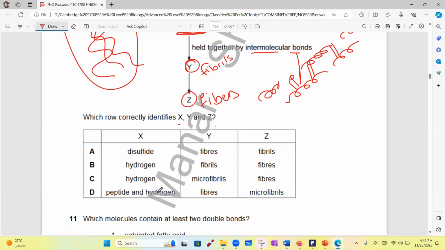So which row correctly identifies X, Y, and Z? What is X? We said X is hydrogen, so the answer is either B or C. What is Y? Fibrils, not microfibrils. Microfibrils are in cellulose. So the answer is definitely B. And let's look at Z, fibers. They will confuse you if you don't study well. So the answer for number 10 is B. Anyone has any questions?